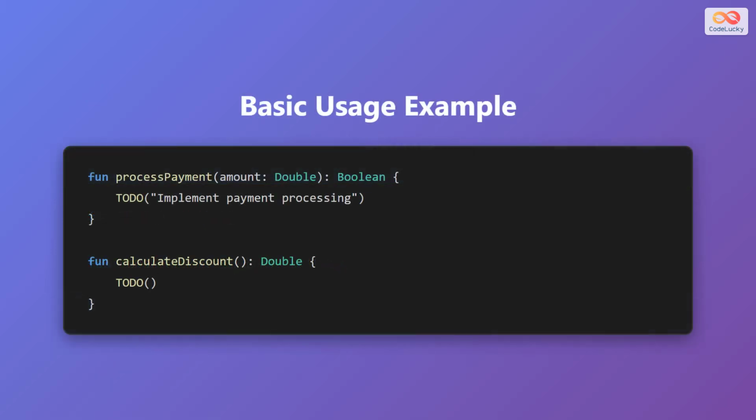Here are practical examples of using the Todo function. In the first example, we have a process payment function that accepts a double amount and returns a Boolean. Instead of leaving the function body empty, we call Todo with a descriptive message explaining what needs to be implemented. In the second example, the calculate discount function uses Todo without a message. Both approaches are valid, but providing a reason helps other developers and your future self understand what needs to be done.